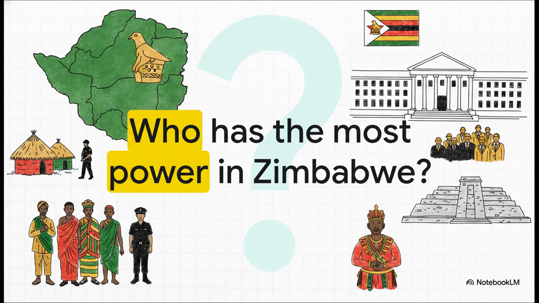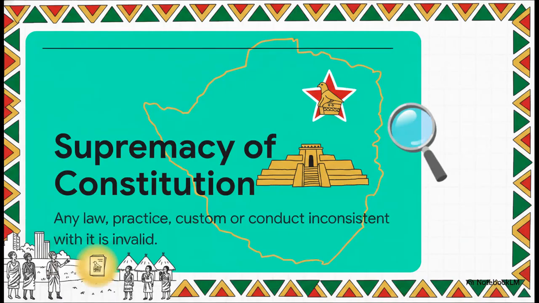So to start building this house together, we've got to ask a simple but honestly a massive question. Who or what actually has the most power in Zimbabwe? Is it the police? Is it the chiefs in our villages? Or maybe the politicians in the capital? Well, the answer is the Constitution itself.